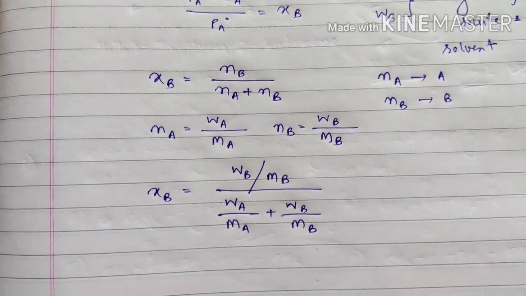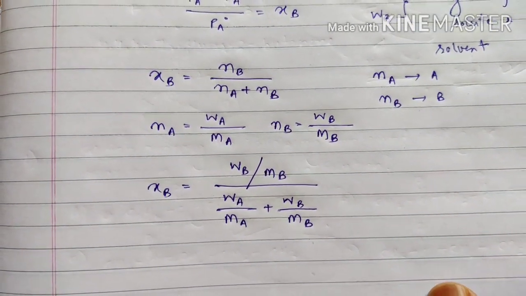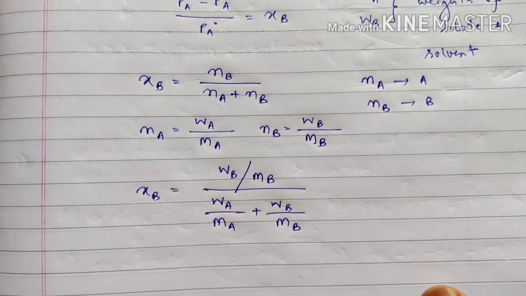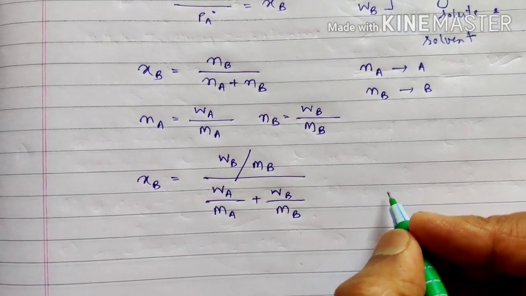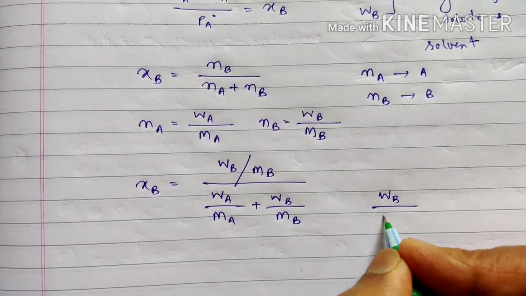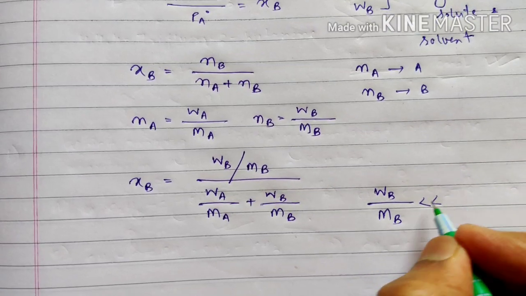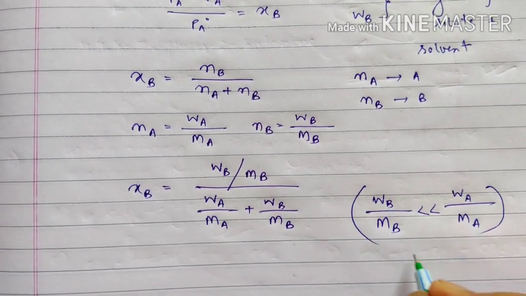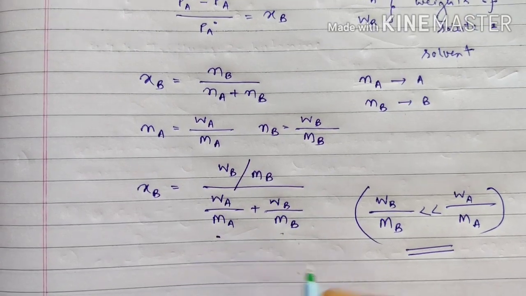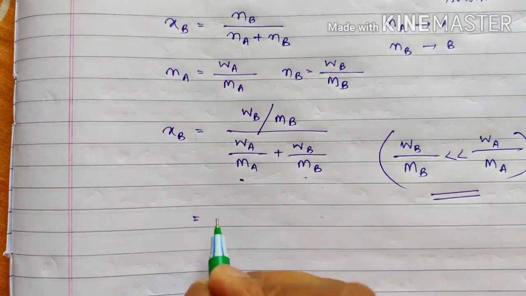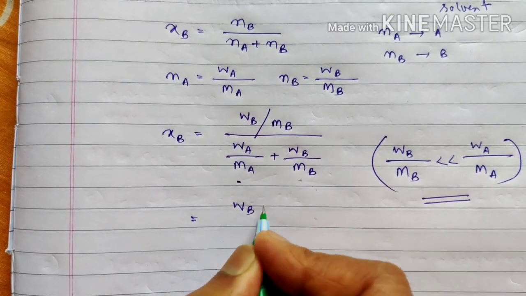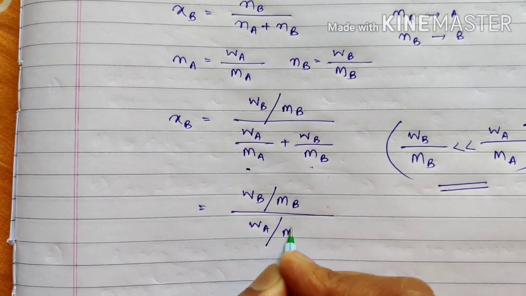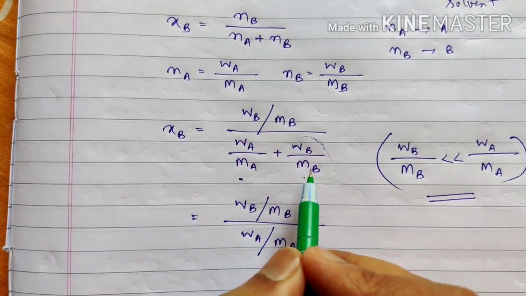Now, let us try to understand that this law is applicable to the ideal solution, which is very dilute. That means the molar concentration of the solute will be very small. So the molar concentration of the solute, if it is very small, we should be able to write WB by MB is very, very less than the solvent. So in that case, this part, how we can rewrite is that WB by MB divided by, it should be almost equal to WA by MA, because this part is really smaller than this.